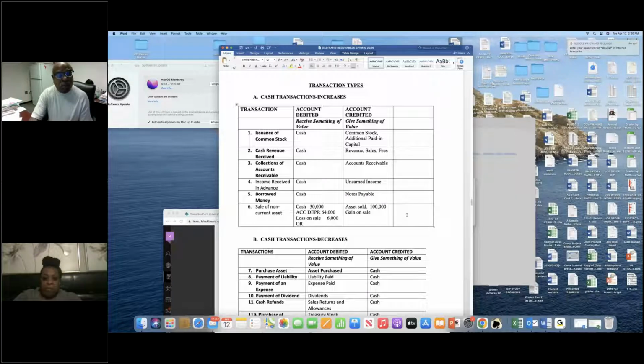Cash received is going to be part 1. Collection on receivables is going to be part 1. Income received in advance is going to be part 1. Money borrowed, if it's short term, is part 1, or if it's long term, it'll be part 3. And then sale of a non-current asset is going to go in part 2. And all of these are going to be sources.